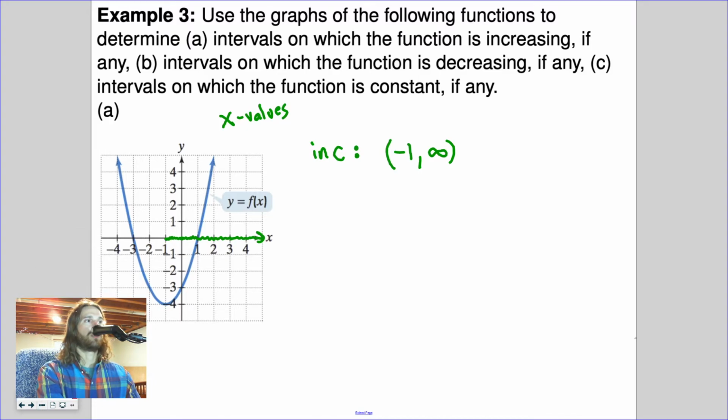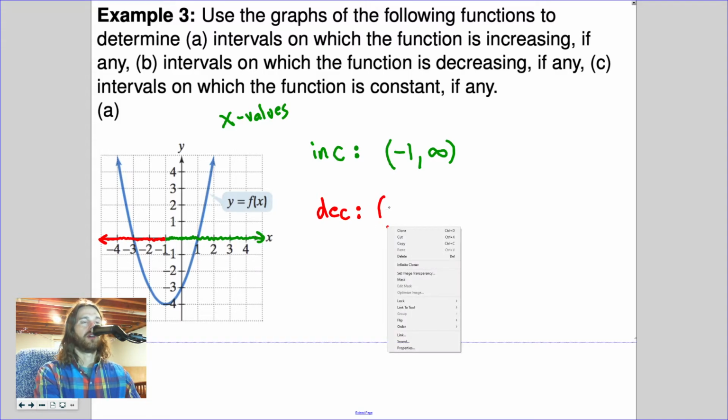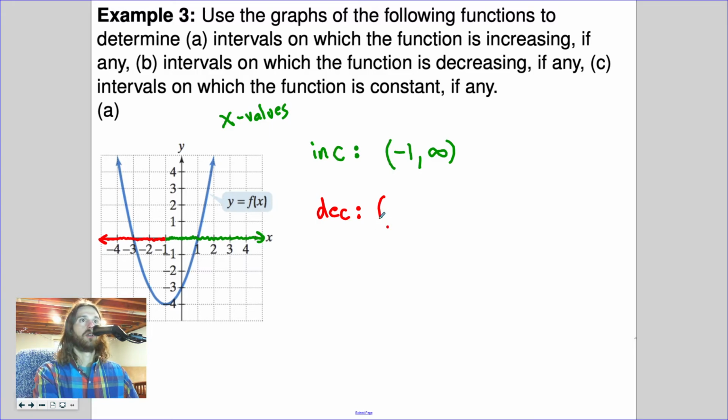Okay, let's go to decreasing. Where is our function decreasing? If we're going from left to right on our bicycle, where are we riding downhill? We are riding downhill during this whole segment. During all of these x values, we're riding downhill, and only when we turn around at -1 do we start riding uphill. So there's our decreasing. That is from -infinity all the way up to -1.